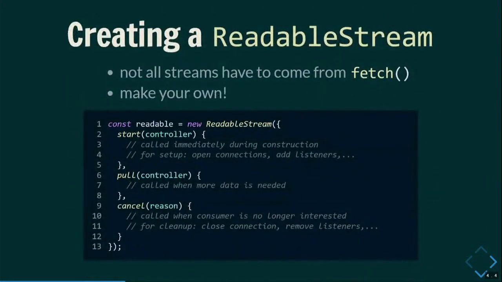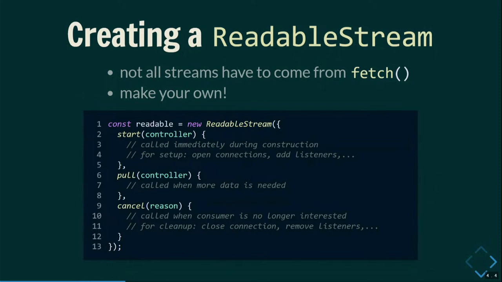Now, you don't always need to have your streams coming from an existing web API. You can make your own. So the readable stream is constructible. You give it an object where you can specify some methods on how you want your stream to behave. So the first thing that happens is that your start method gets called and you get access to a controller. And this controller is what you use to do useful stuff with your stream.